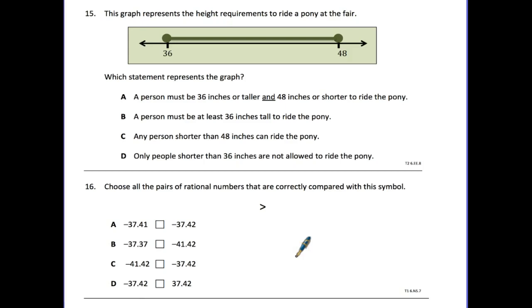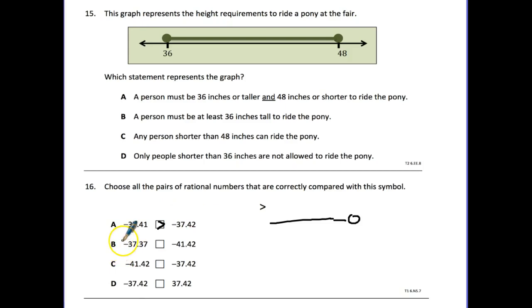Okay, well, I'm going to start from A and go all the way down. And I'm going to take a look at negative 37 and 41 hundredths. If I put the greater than symbol here, is this a true statement? Negative 37 and 41 hundredths is greater than negative 37 and 42 hundredths. Well, if I were to put these on a number line, I would have negative 37 and 41 hundredths, negative 37 and 42 hundredths. And if 0 were here, this would be closer to 0. So this is a true statement.